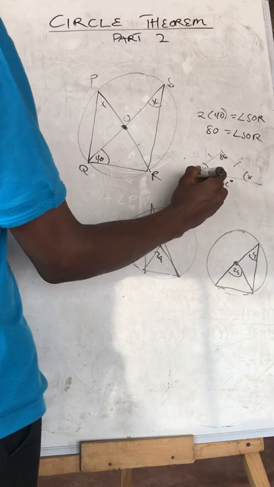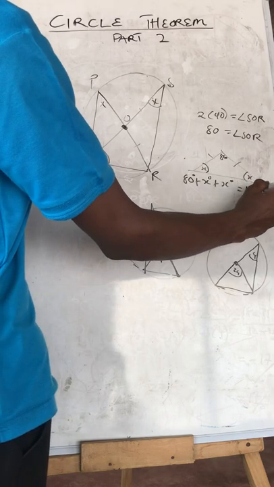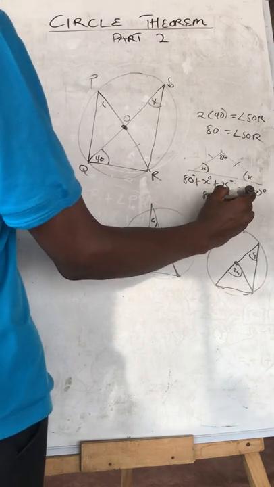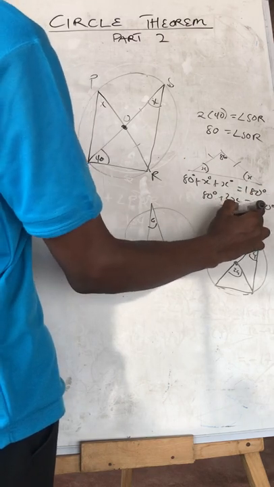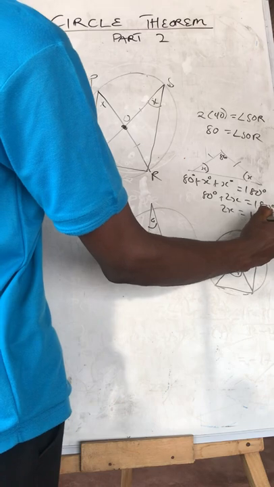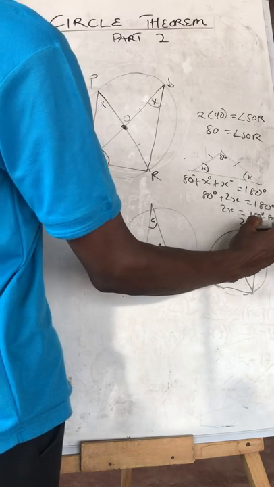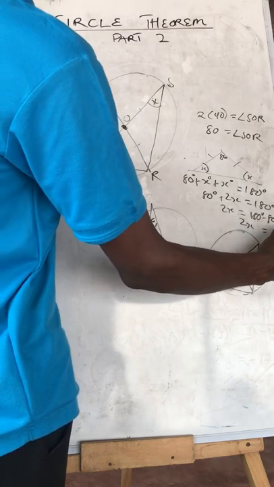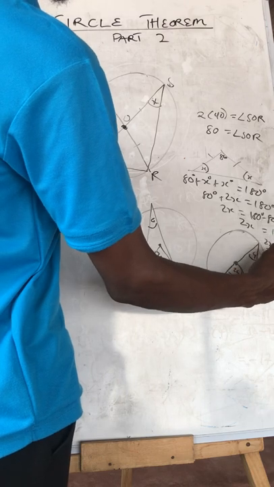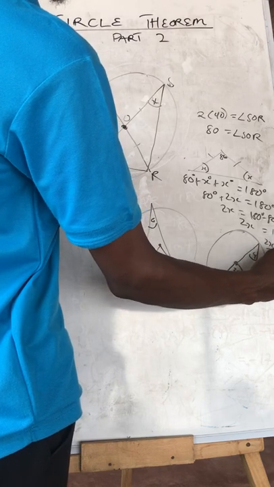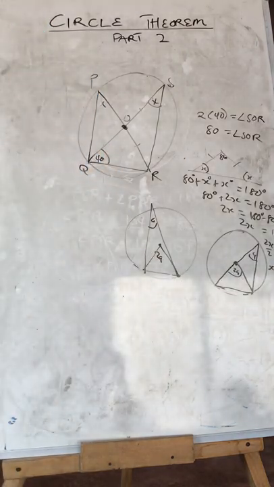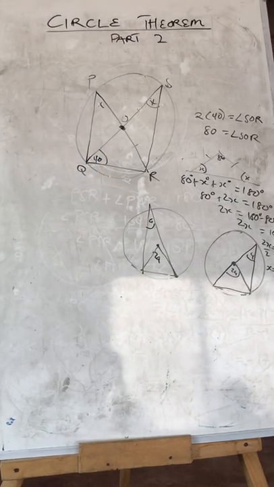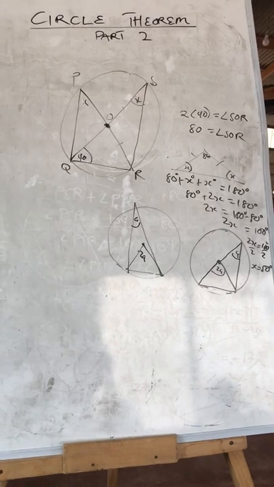Sum of interior angles of a triangle is what? 180 degrees. So I have 80 plus 2X is equal to 180 degrees. I'll have 2X is equal to 180 degrees minus 80. 2X will be equal to what? 100 degrees. I'll divide by 2. I'll have X is equal to 50 degrees.